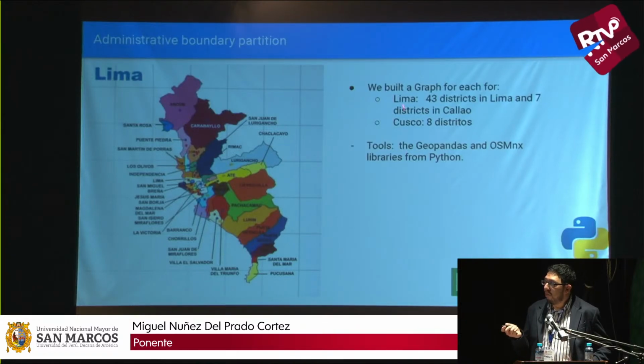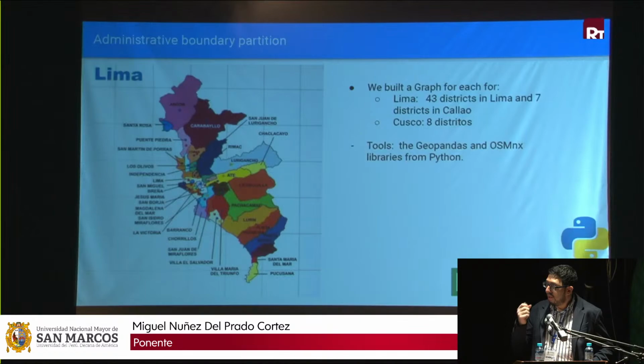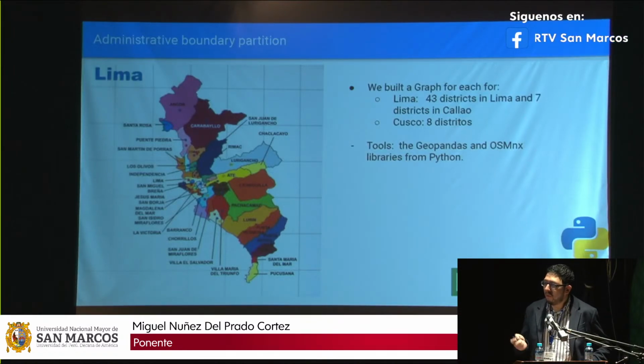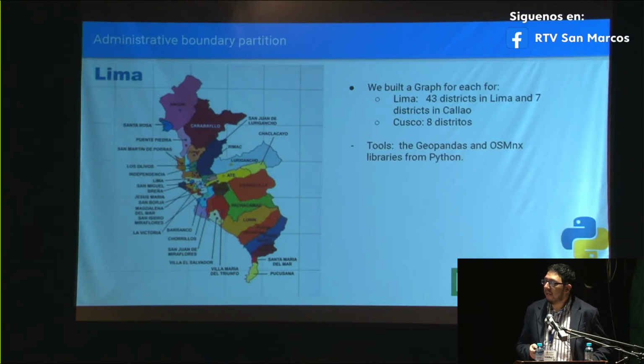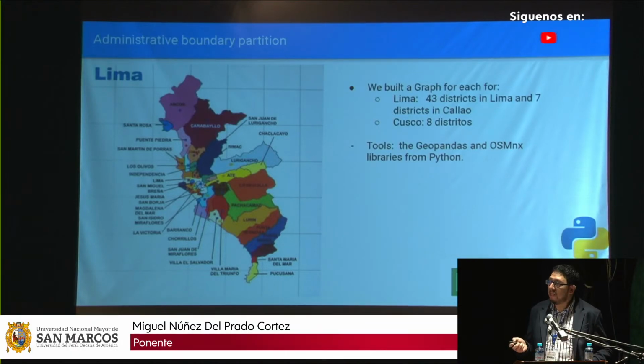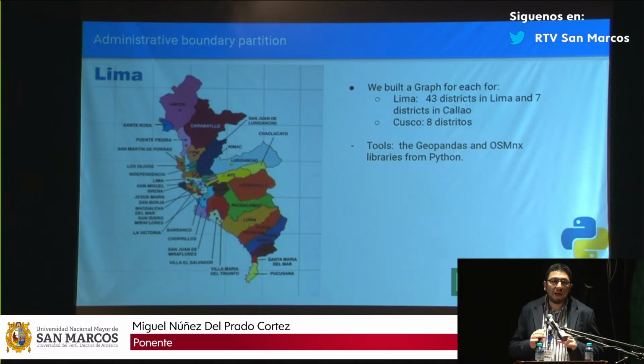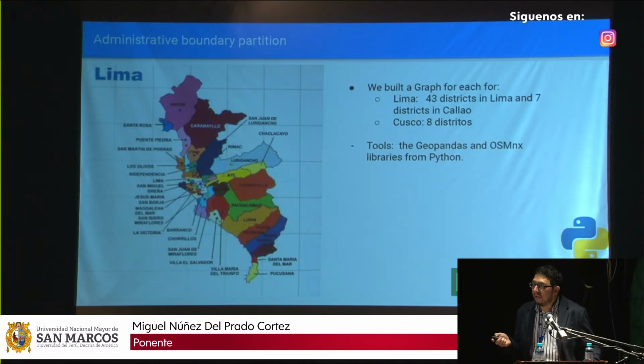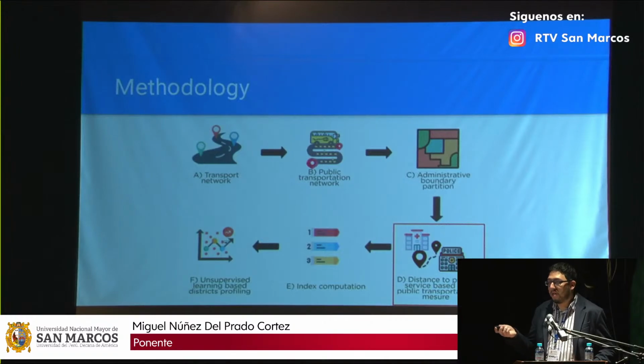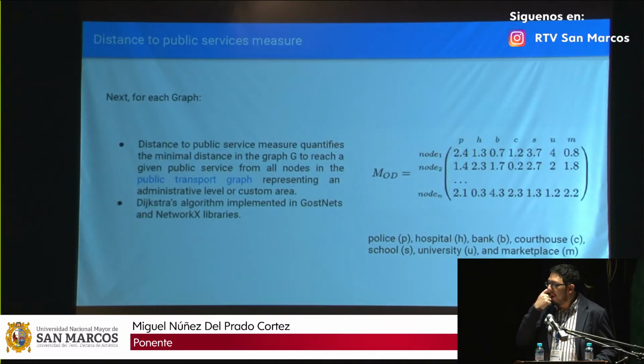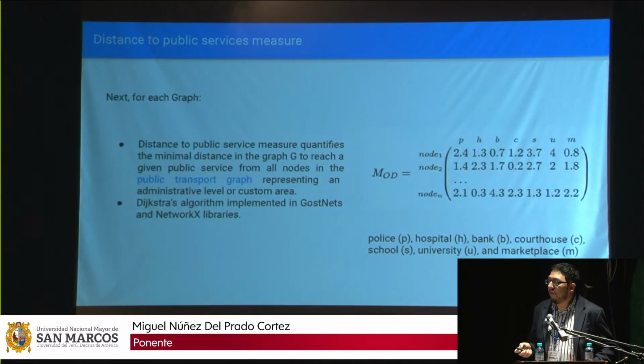We use GeoPandas and OpenStreetMap with NetworkX to work all these intersections. So at the end of this part, we have different graphs belonging to different administrative places, where we can now perform our index calculation, which is the distance at the very beginning. So it is very straightforward. We use the public transportation graph.